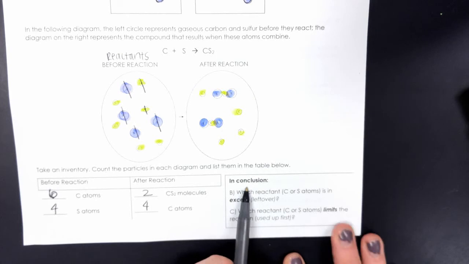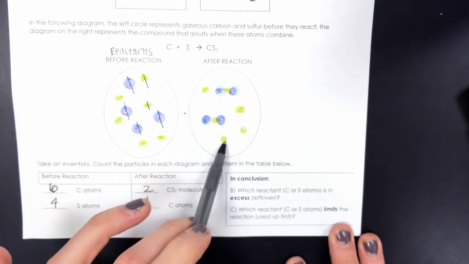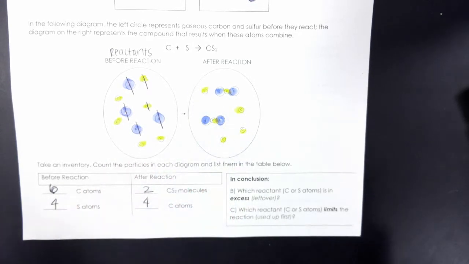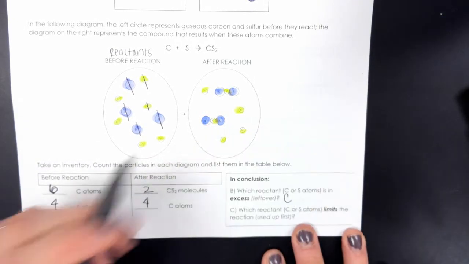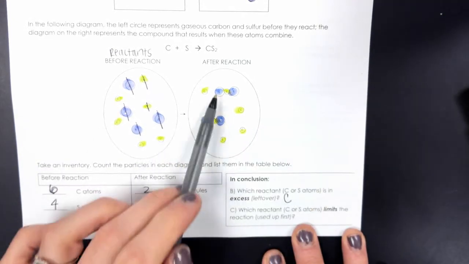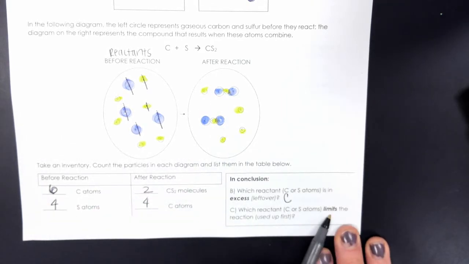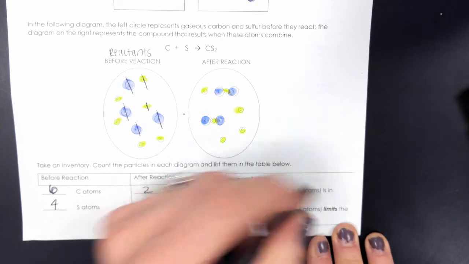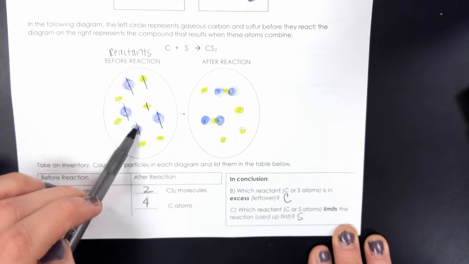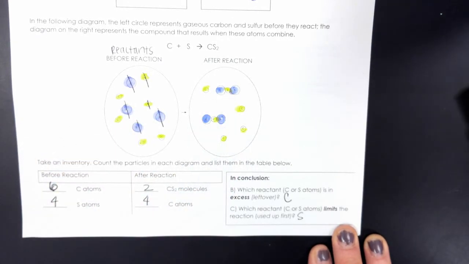So in conclusion, which reactant, carbon or sulfur, is in excess? Which one is left over? Which one could still form some more molecules? That would be carbon. Okay, because look, you had more left over. It's still over here waiting for more sulfurs. Which reactant limits the reaction? Which one is used up first? It's your sulfur, right? You used them all in the 2 moles of CS2 that you have, and you're out.